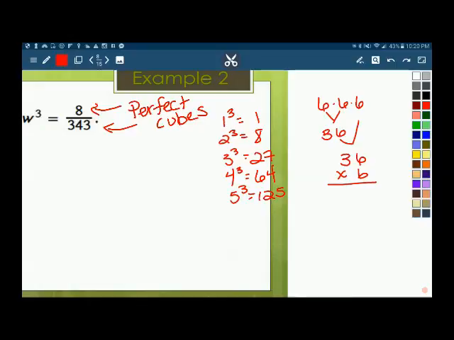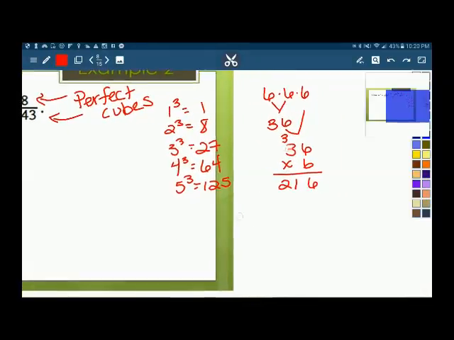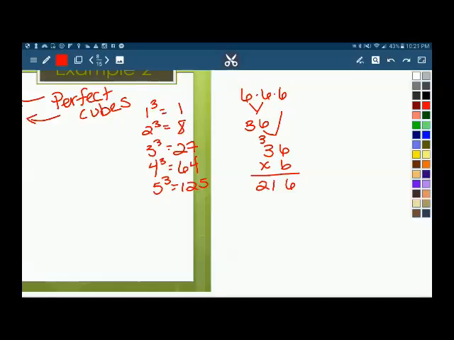See, we have 6 times 6 is 36. And then 6 times 3 is 18, plus another 3 is 21. Okay, so we're getting closer. I'm not quite at 343, but 216 is getting there. So it seems like it's going to be 7 to the third power, 7 cubed.